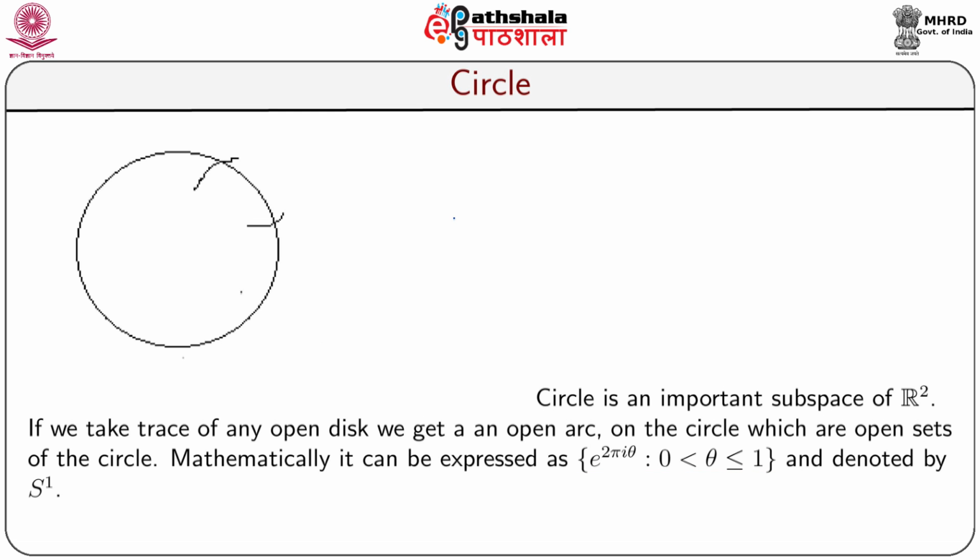So, which are open sets of the circle? We know that the open sets of R2 are generated by open disks; the open disk is the basis of the topology of R2. Now, what happens if an open disk meets a circle? We just get an open arc. So, open arcs are the basis of the circle.